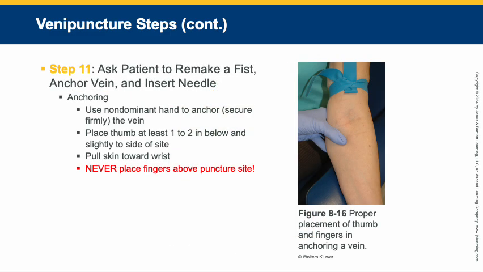Okay, ask the patient to remake a fist. Anchor the vein and insert the needle. When you are anchoring the vein, you are using your non-dominant hand, not the one that has the needle and syringe, the other one, to secure the vein down firmly. Put your thumb at least 1 to 2 inches below and slightly to the side of the site. This means you're trying to hold it tight down. Pull the skin toward the wrist. Never place your fingers above the puncture site because you don't want to mess with the needle and then stick your own self.